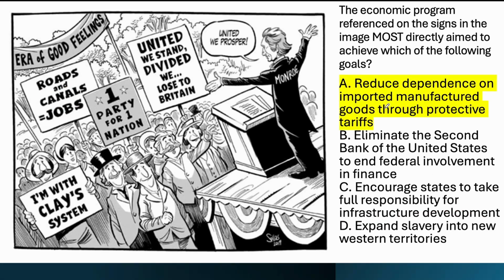Reduce dependence on the imported manufactured goods through the protective tariffs. Clay's system. Manufactured goods allowed for these roads and canals to be built. The increase of manufacturing allowed us to get more jobs, which is why we've reduced the dependence during this Clay's system. Well, that is all for APUSH Unit 4.